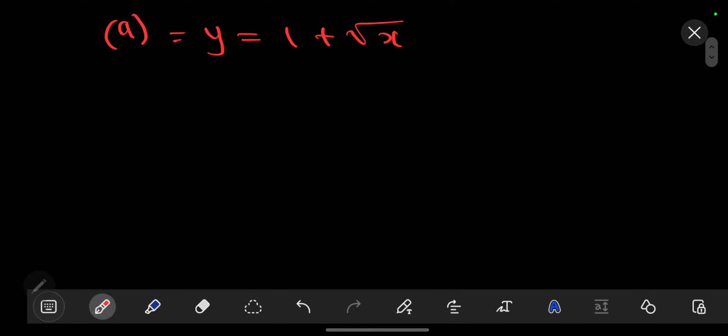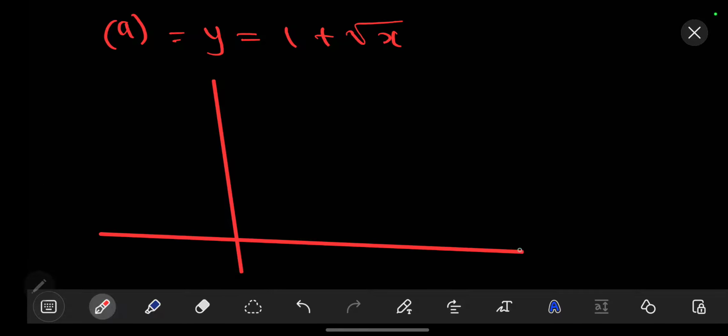Our first question is y equal to 1 plus the square root of x. So how do we graph this one? Remember, our mother graph for y equal to the square root of x looks something like this, if you remember from the previous question that we did. Then what we are going to do is add.